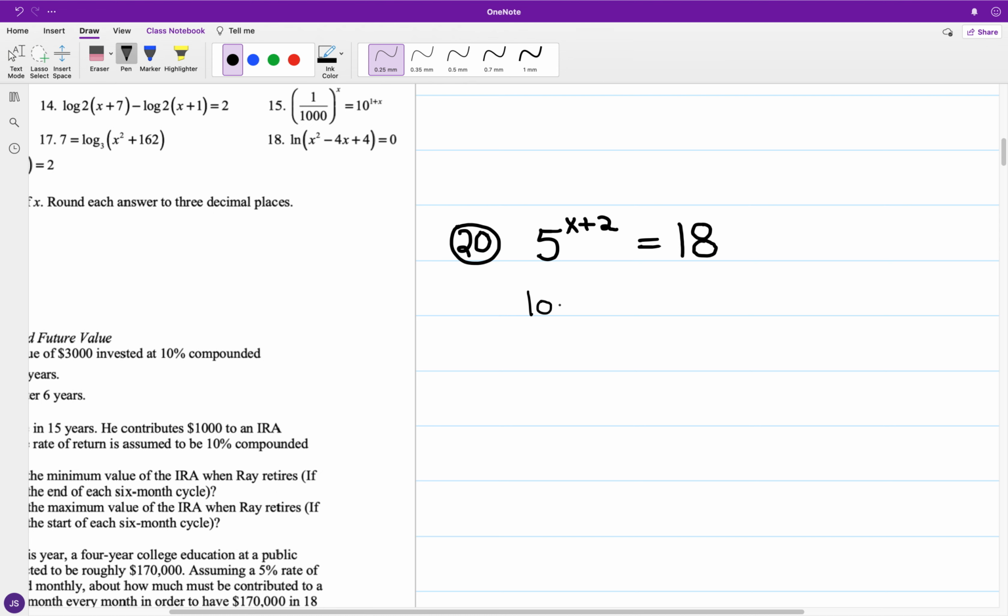If I do this, I have the base 5 logarithm of 5 to the x plus 2 is equal to the base 5 logarithm of 18. Again, along the line of the base a logarithm of a to the x, we had the reduction to what the power was. In this case, the left hand side we have transformed to x plus 2, equal to the base 5 logarithm of 18.